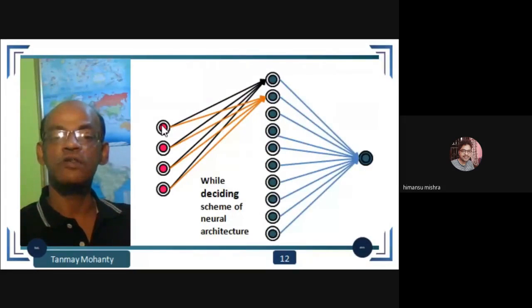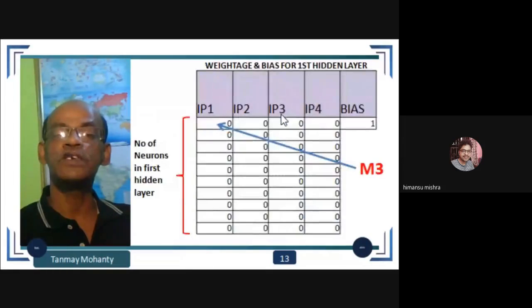Say this is my parameter 1. So how many nodes will it be connected to? 1 to 10. So we need 10 weightage for parameter 1. Similarly, for parameter 2 again we need 10 weightage. For parameter 3 we need 10 weightage. For parameter 4 we need 10 weightage.